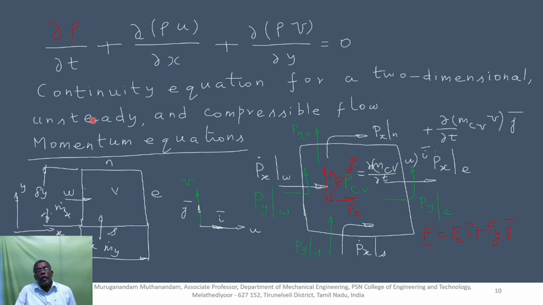Next, I arrive at the momentum equations for the given control volume. For arriving at the momentum equation, the two-dimensional control volume is denoted by four different sides. The bottom side is shown as S for south, the left side is shown as W for west, the upper side is shown as N for north, and the right side is shown as E for east.